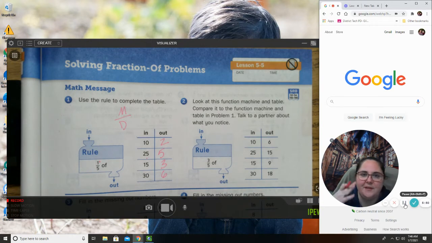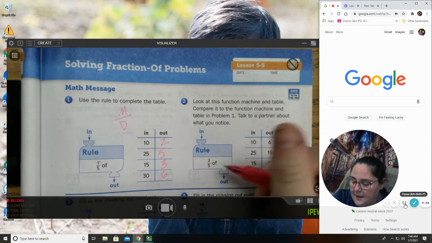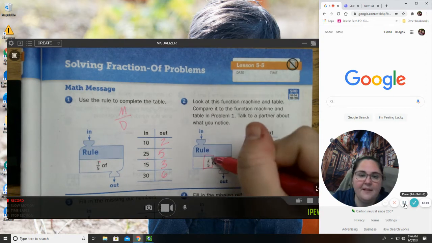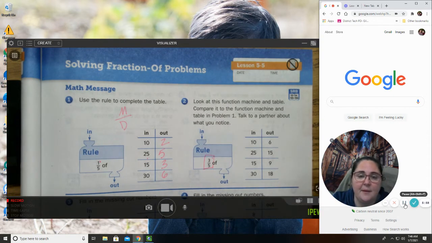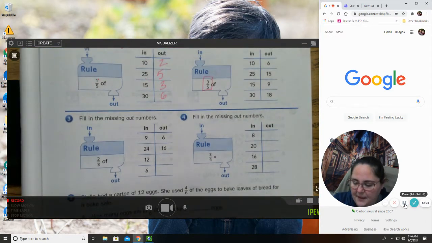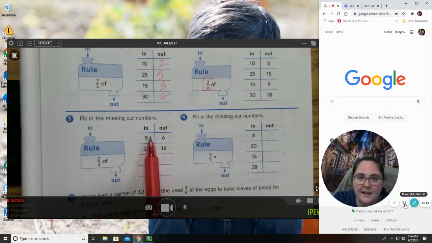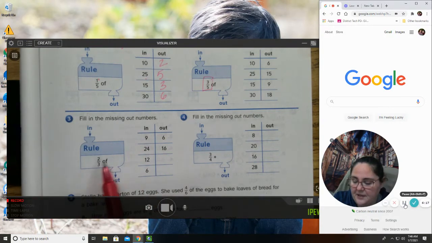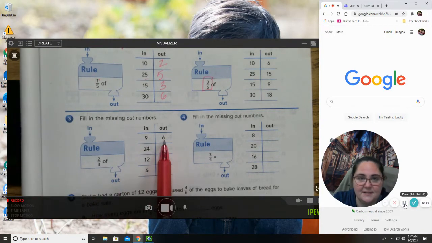What you need to do when you're doing these problems is really pay attention to what numbers are in your actual fraction. Make sure that you are multiplying by the top number and dividing by the bottom number, doing every step. All right? Let's look at number 3. You're going to fill in the missing numbers. So we're going to do 2/3 of numbers. All right? So 2/3. So 2 times 9, 18, divided by 3 is 6.